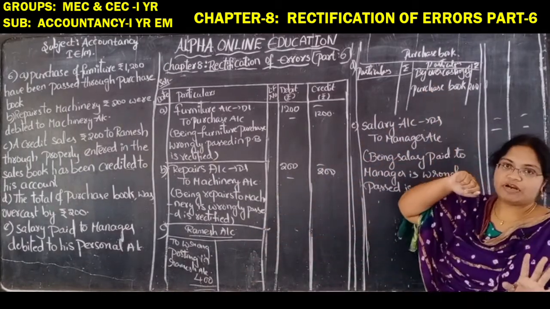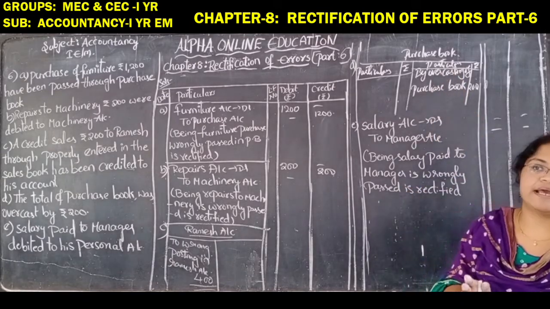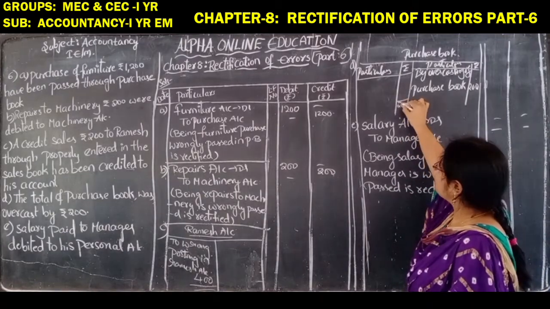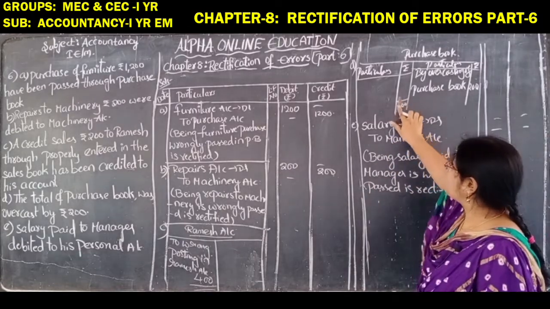So generally, once again I am explaining to you, the purchase book always shows the debit balance. It means that here it shows 200 rupees extra. The purchase book here shows 200 rupees extra on the debit side.